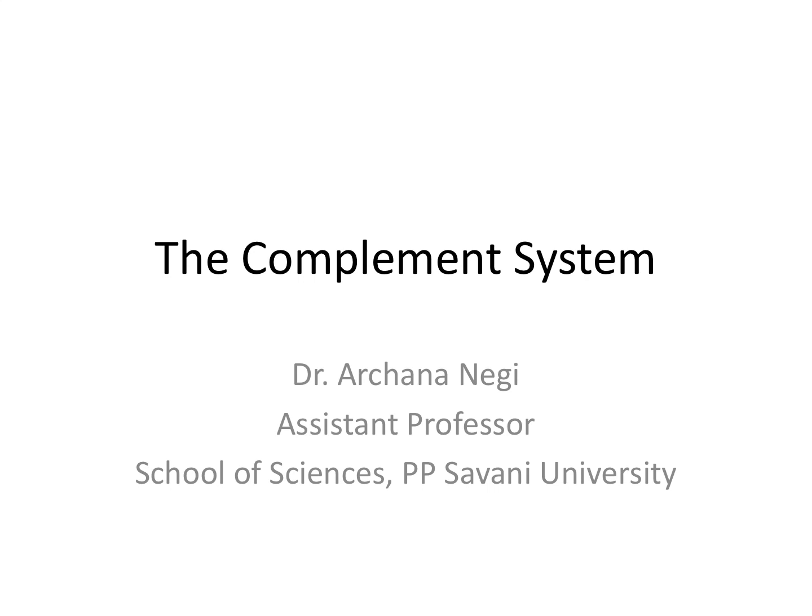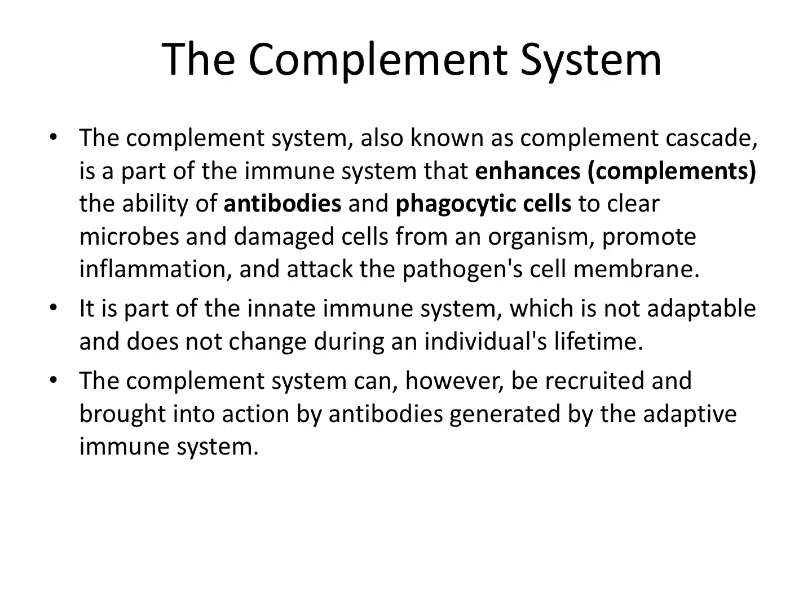Hello students, today we are going to discuss the complement system. Let us see how this system works. The complement system, also known as the complement cascade, is a part of the immune system that enhances or complements the ability of antibodies and phagocytic cells to clear microbes and damaged cells from an organism.